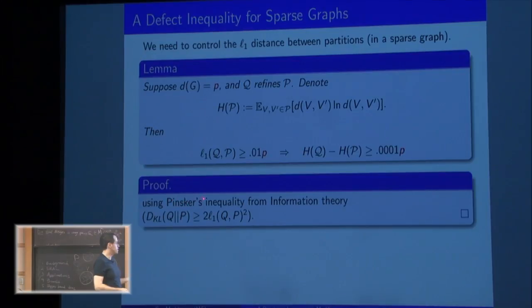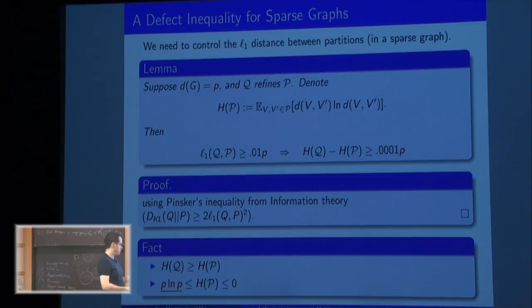The proof uses Pinsker's inequality from information theory, which bounds the DKL distance, if you don't know what it is, that's fine, by the statistical distance of two distributions. Here we don't quite have distributions, we need to properly do things, but you need to trust me that it actually follows. And we also need these facts about this entropy function. First, by convexity, the entropy of a refinement is at least as large as the entropy of the parent.